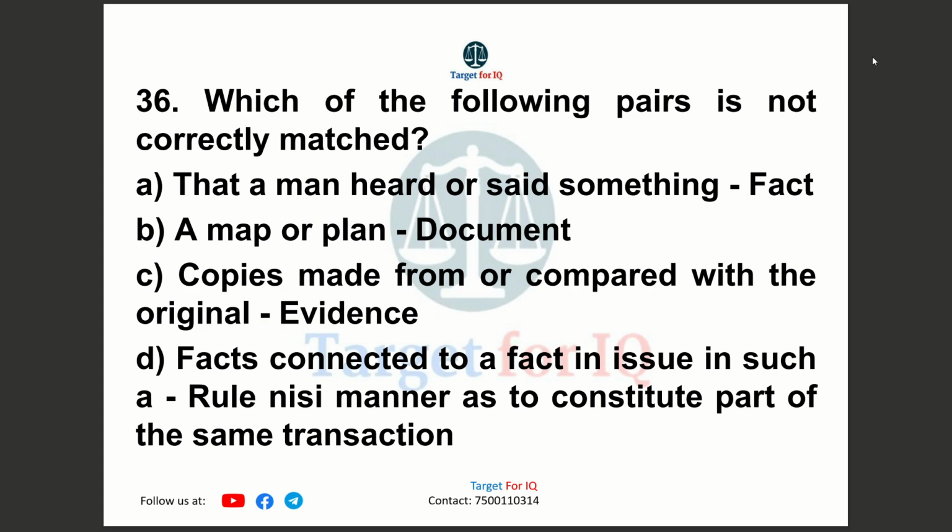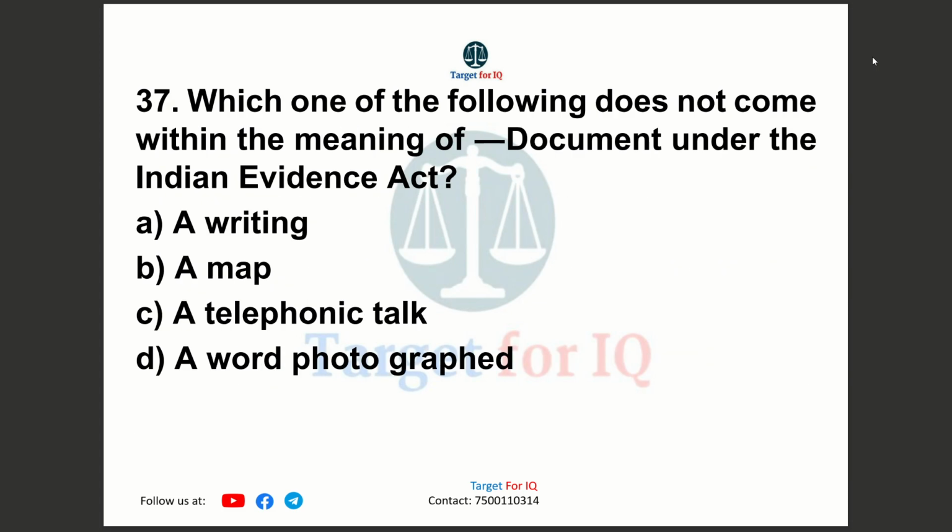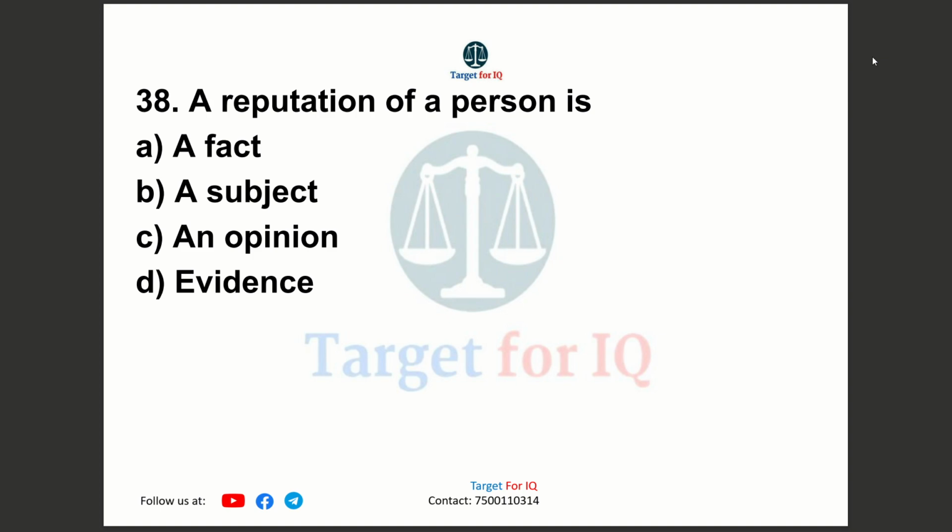Moving forward to question number 37. Which one of the following does not come within the meaning of a document under the Indian Evidence Act? Option A, a writing. Option B, a map. Option C, a telephonic talk. Option D, a word photographed. The correct answer to question number 37 is option C, a telephonic talk does not come under the purview of a document.